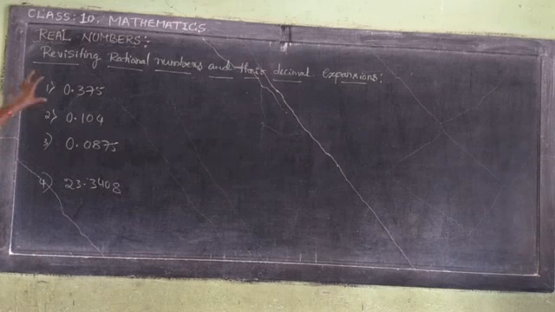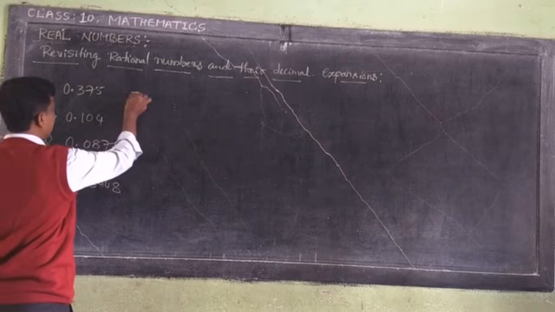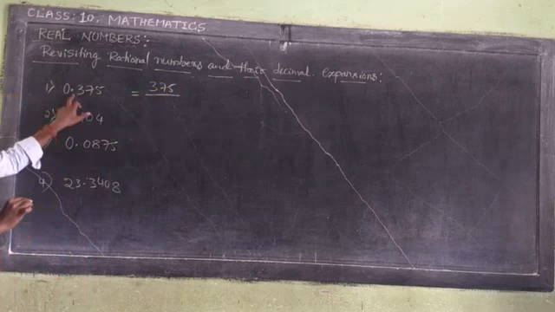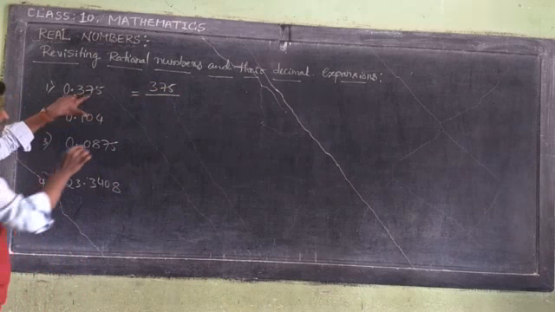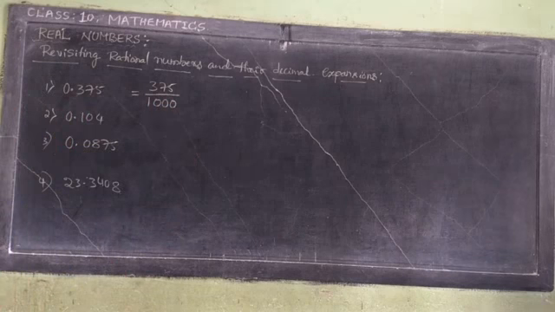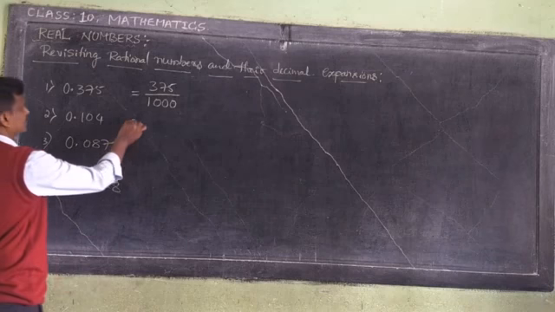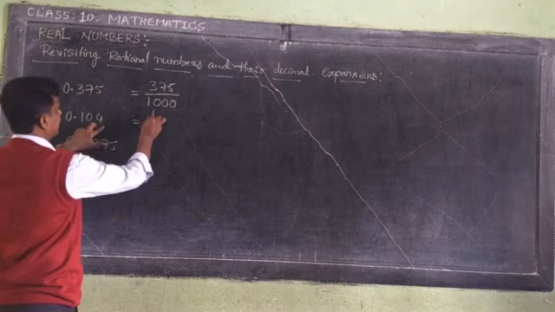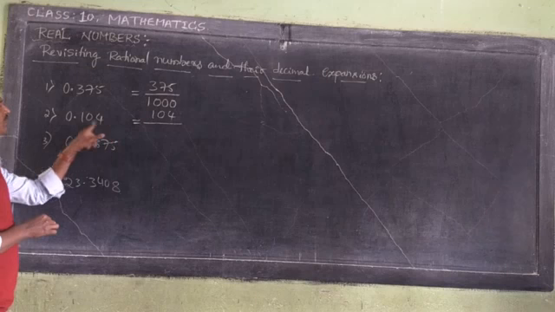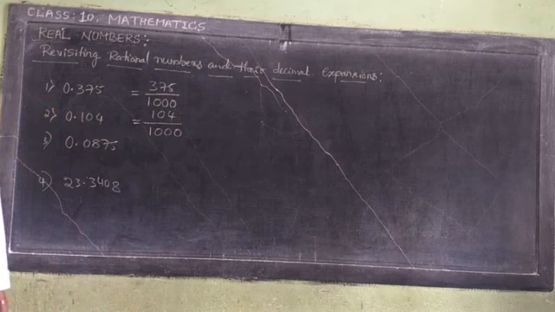What is the p by q form of these? We can write 735 divided by, after the decimal point we have 3 digits, therefore 1 followed by 3 zeros in the denominator. Now here 104, we can write 104 divided by, after the decimal point we also have 3 digits, therefore this is also 1 followed by 3 zeros in the denominator.